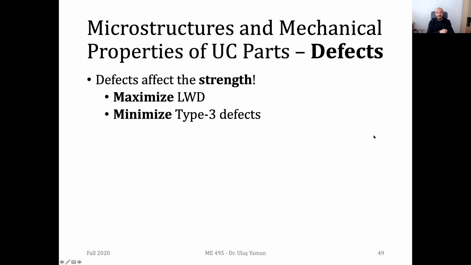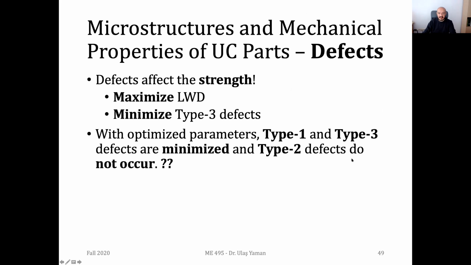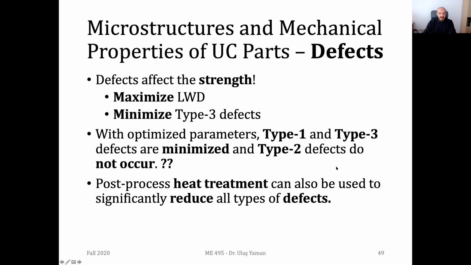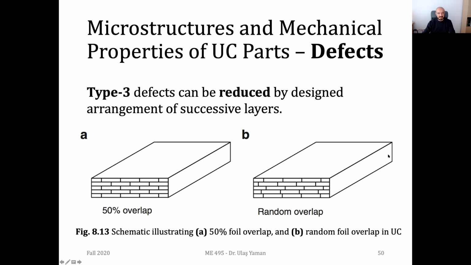Okay, we were discussing the types of defects, and we said that in order to maximize the strength, we should maximize the linear welding density, but decrease all types of defects. And if you have some preheat treatments or post treatments, let's say, you can decrease this type of defects since they will be quite melted, and these gaps, these voids will be removed, at least some of them.